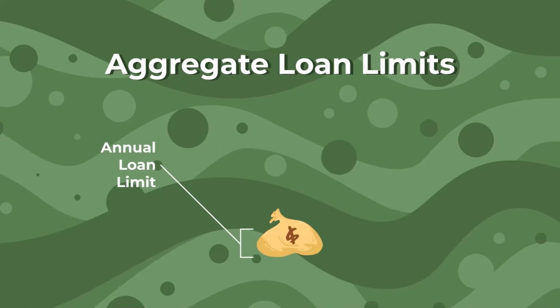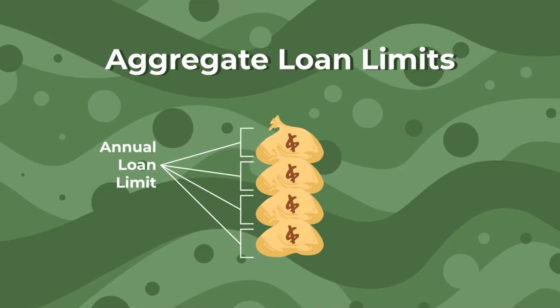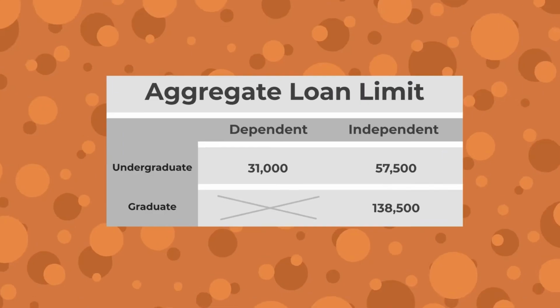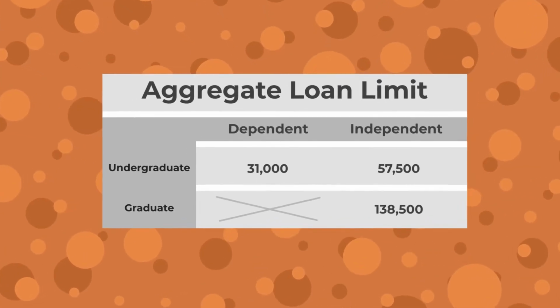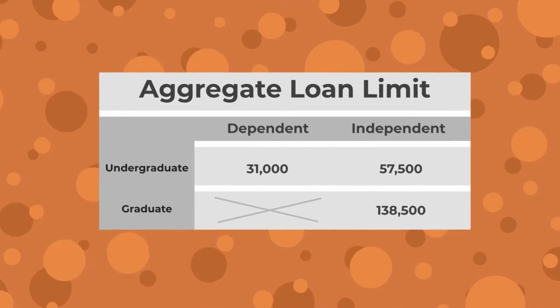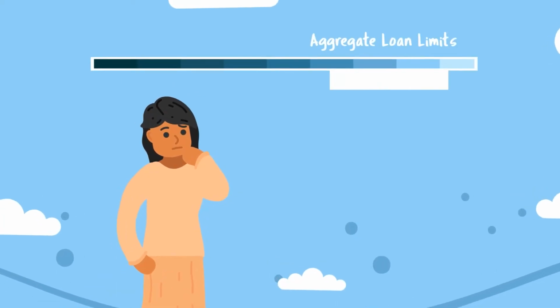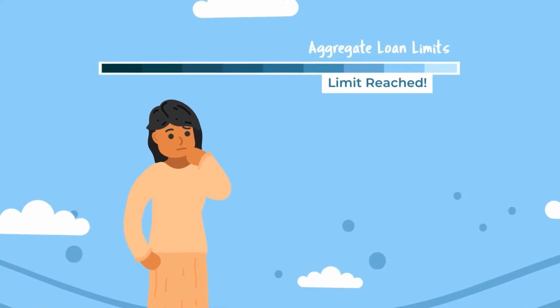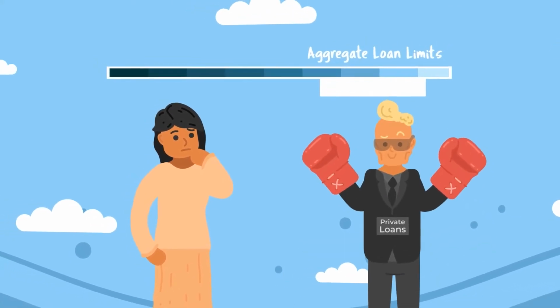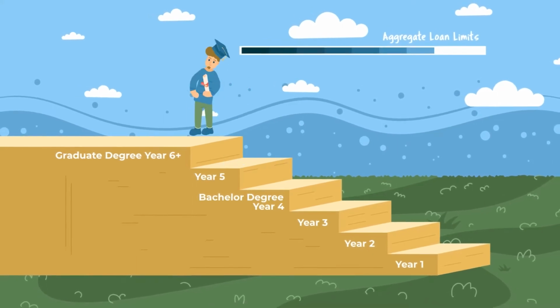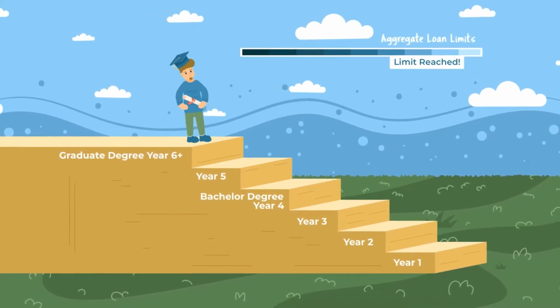Alright, now let's talk about aggregate loan limits, which is the total amount you're allowed to borrow from the federal government regardless of how long your education takes to complete. The same splits between dependent versus independent and undergraduate versus graduate exists, as you can see here. If you wish to borrow money beyond your aggregate loan limit, you'll need to seek private loan sources.